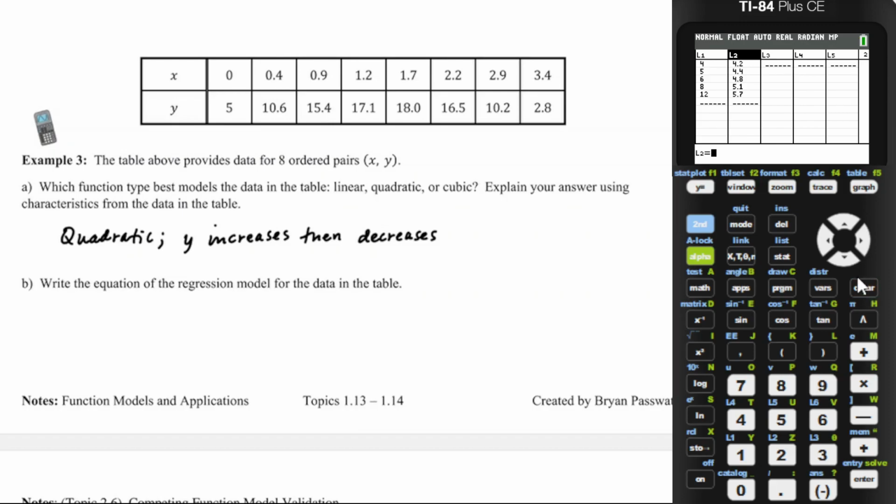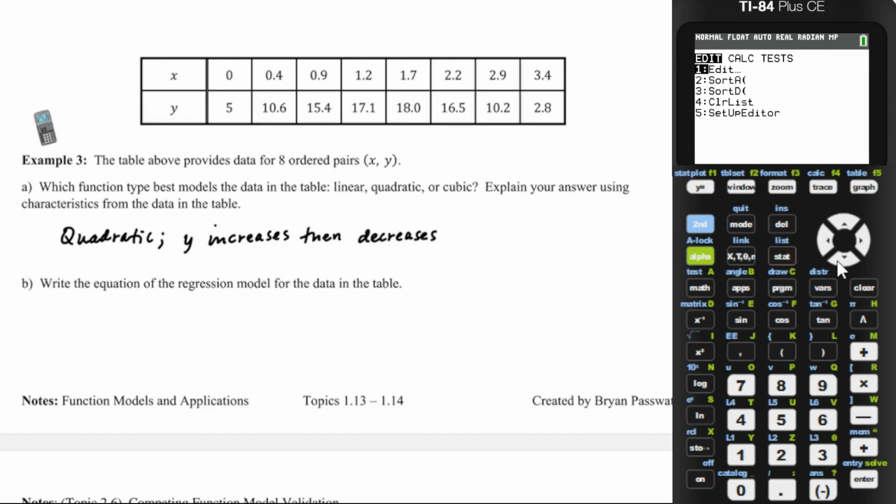I go to L2, I press clear, and then down, and then it clears it all out. And I can do the same thing for list 1, clear, and then down. Yeah, there we go. And I don't have to press delete for each entry. I'm going to type in all of my data, and then I'll be ready to run a regression.